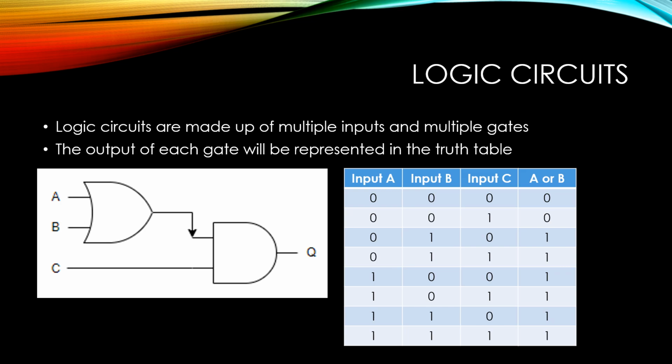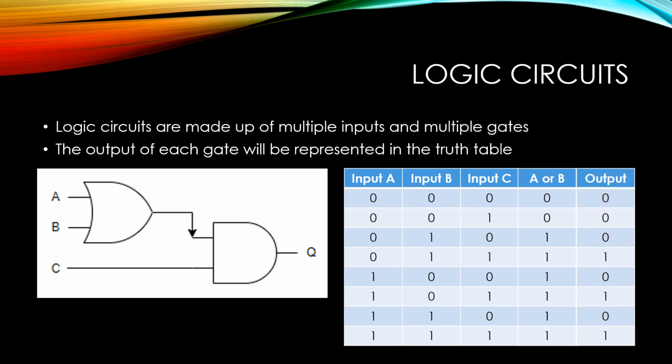Now we can take these values that we've found and use those in an AND with the values from input C. So as we go down, 0 and 0 is 0, 1 and 0 is 0, 0 and 1 is 0, 1 and 1 is 1, 0 and 1 is 0, 1 and 1 is 1, 0 and 1 is 0, 1 and 1 is 1.